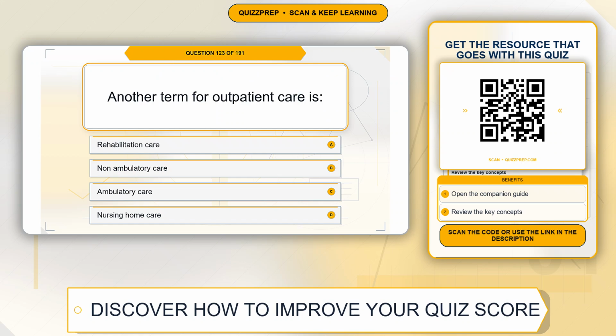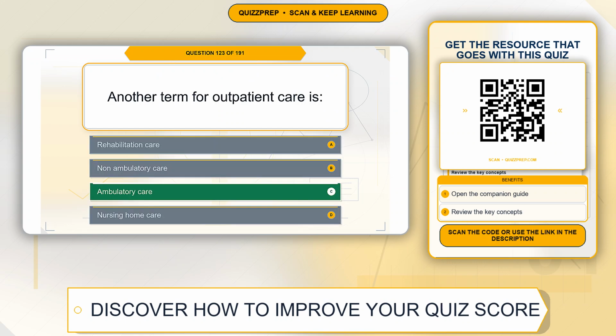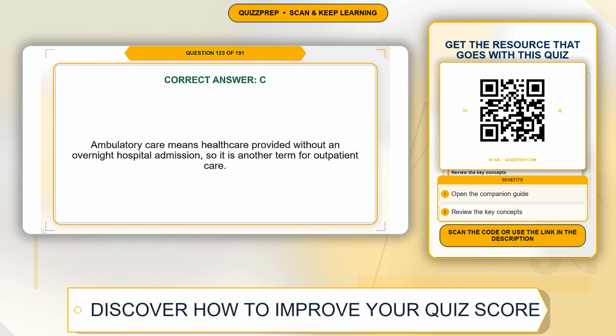Question 123. Another term for outpatient care is: Option A, rehabilitation care. Option B, non-ambulatory care. Option C, ambulatory care. Option D, nursing home care. The correct answer is option C, ambulatory care. Explanation: ambulatory care means healthcare provided without an overnight hospital admission, so it is another term for outpatient care.